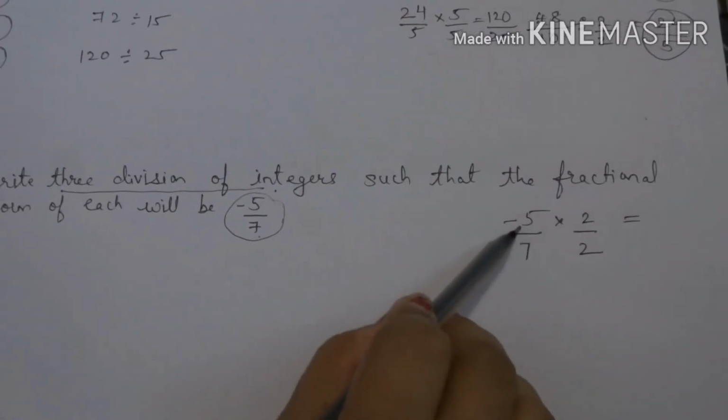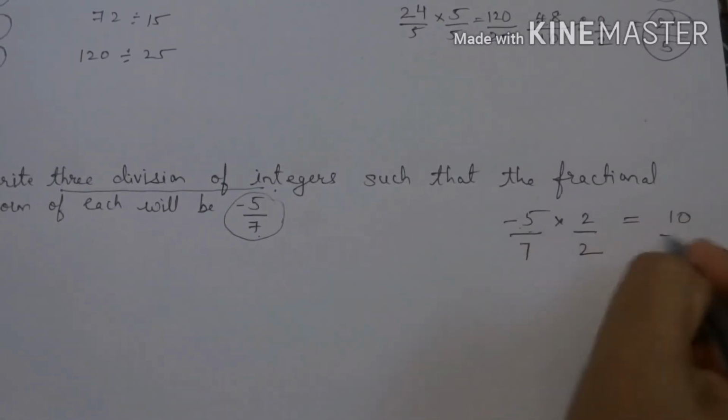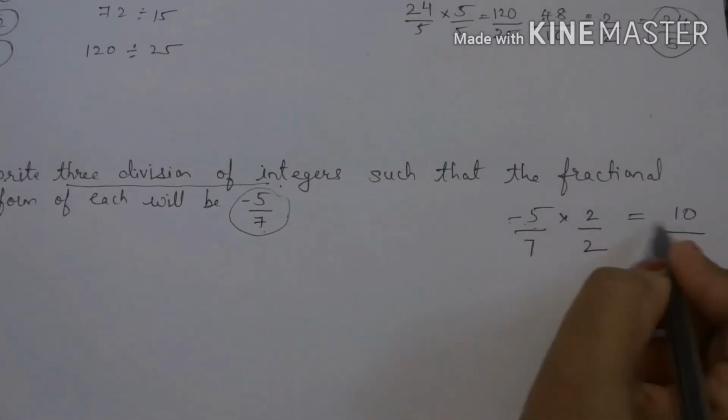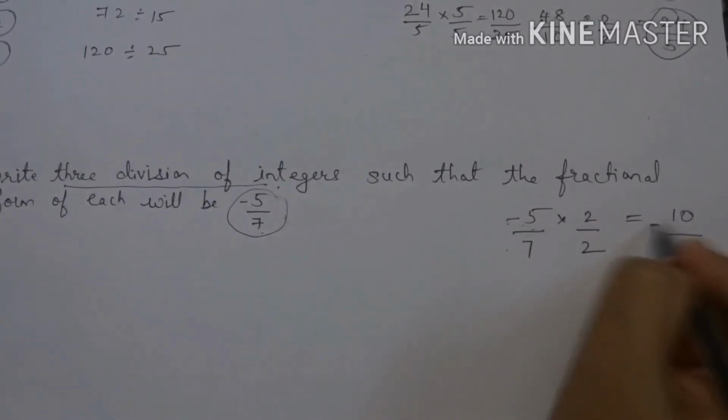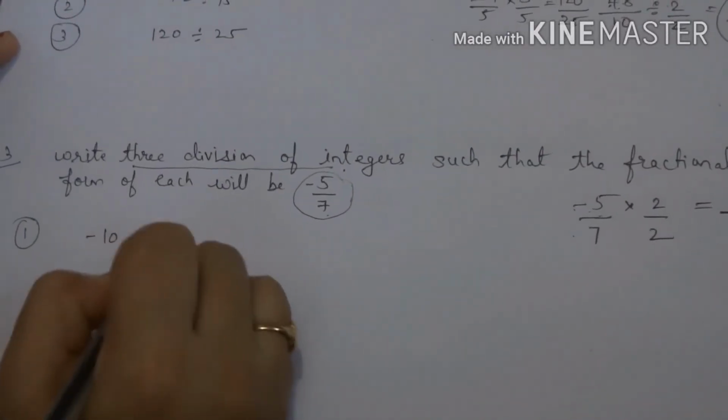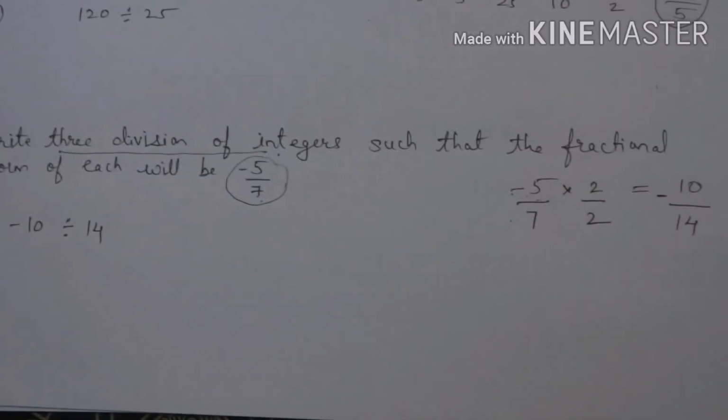So after multiplying it, what will you get? 5 2s are 10, 7 2s are 14. Here it is minus, and minus plus is minus, so we'll give the sign minus. So what is the first number we got? Minus 10 divided by 14.